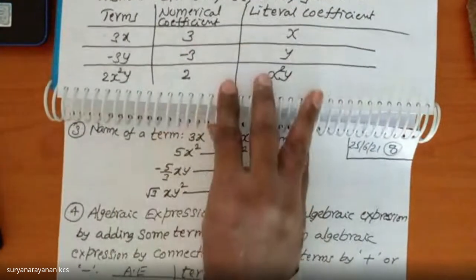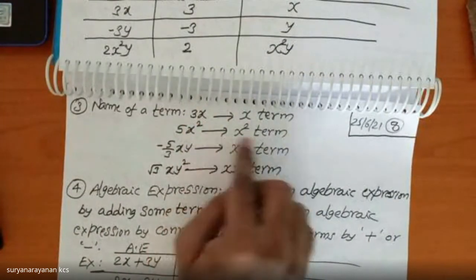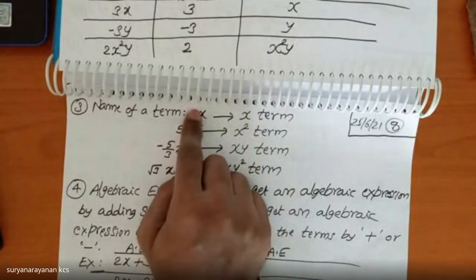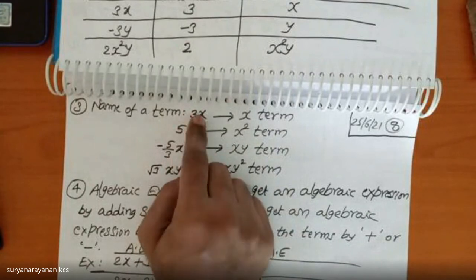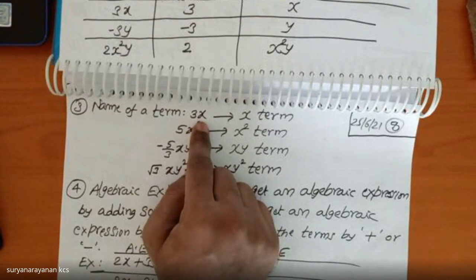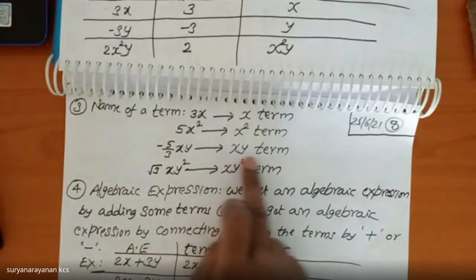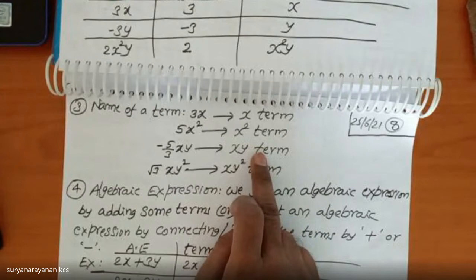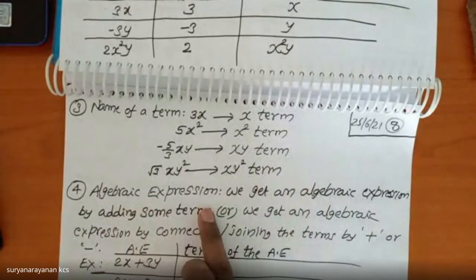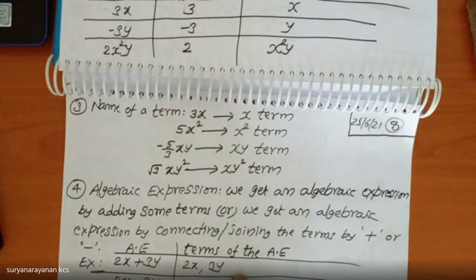Next, what is the name of the term? How do you give the name of a term? X term, x square term. Just cover the numerical coefficient of the term; whatever literal coefficients are there, we name the term by those literal coefficients. This is called xy square term, this is called xy term. Like this I explained by giving some examples. Similarly, I explained what an algebraic expression is and what the terms of an algebraic expression are.